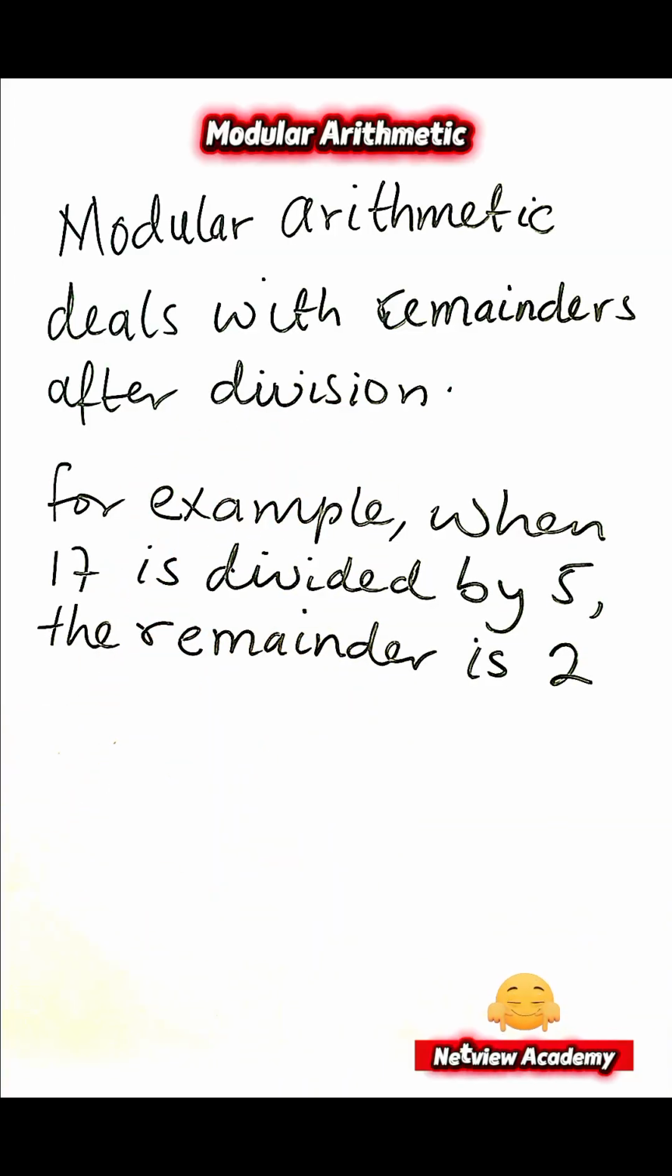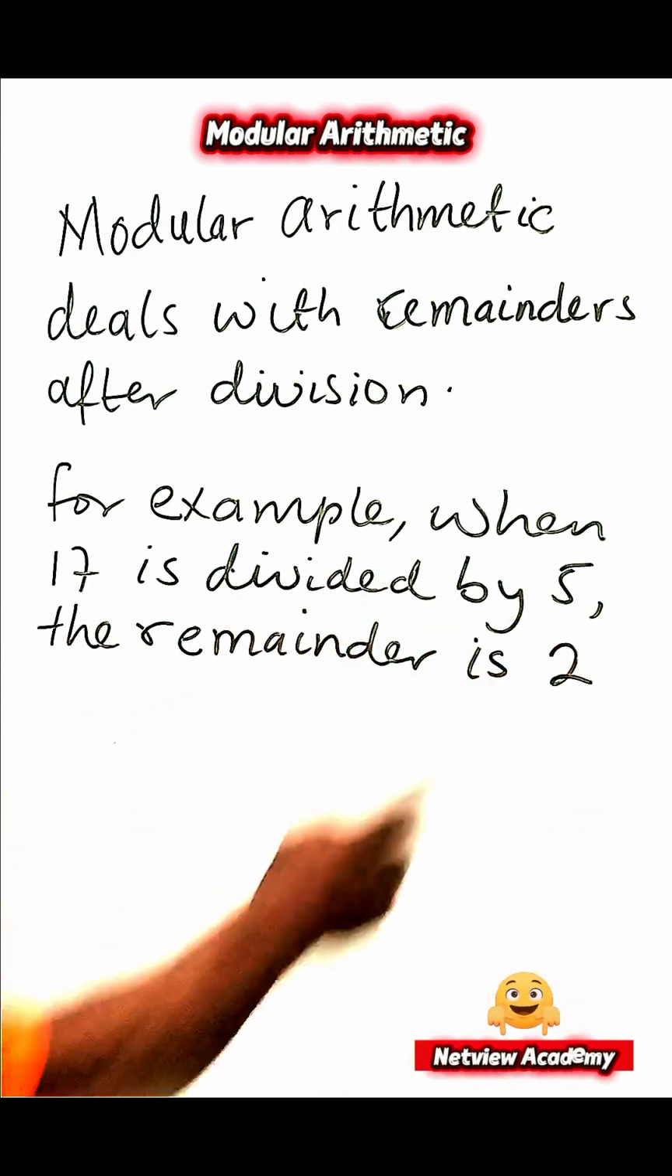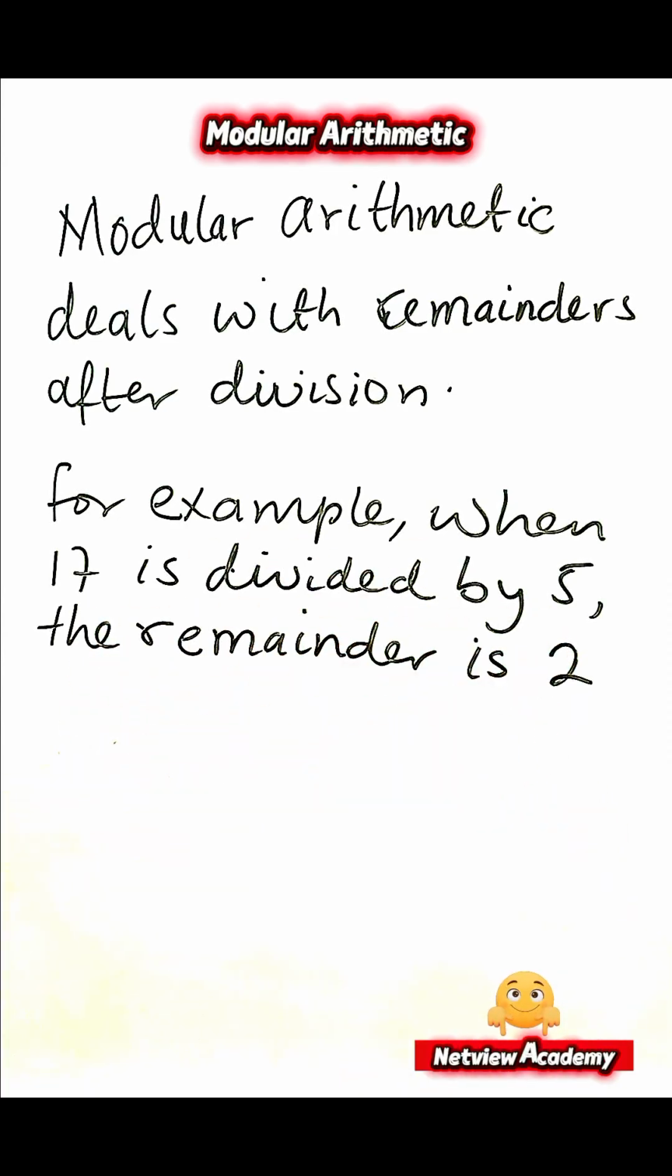For example, when 17 is divided by 5, the remainder is 2. When we divide 17 by 5, the remainder is 2. And we write it this way.